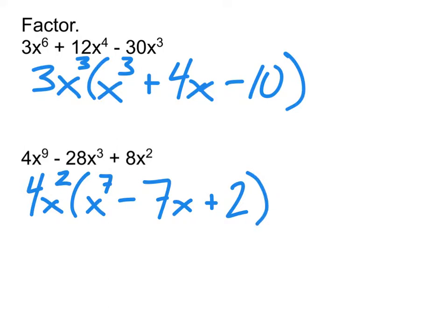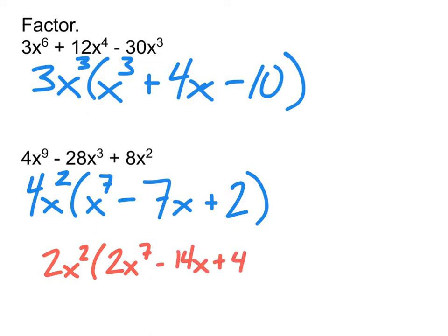Now if you hadn't pulled out the biggest term, let me just show you what would happen if you just pulled out the 2x squared instead. We'd have 2x squared times x to the 7th minus 14x plus 4. And notice that in here, if I look back at the 2, the 14, and the 4, I can still divide them by 2. So it's a red flag if there's still something you can pull out of every term.